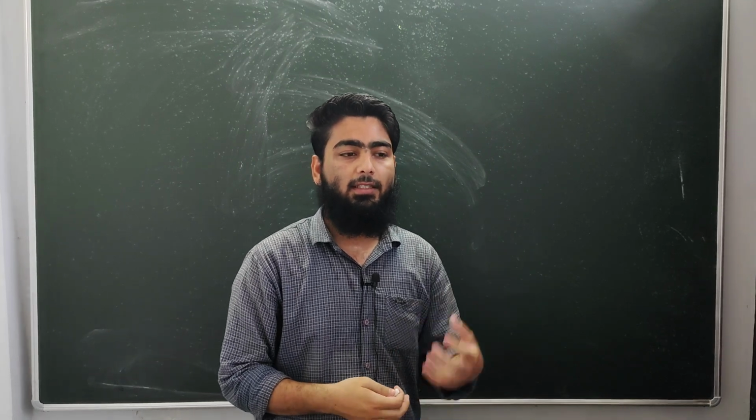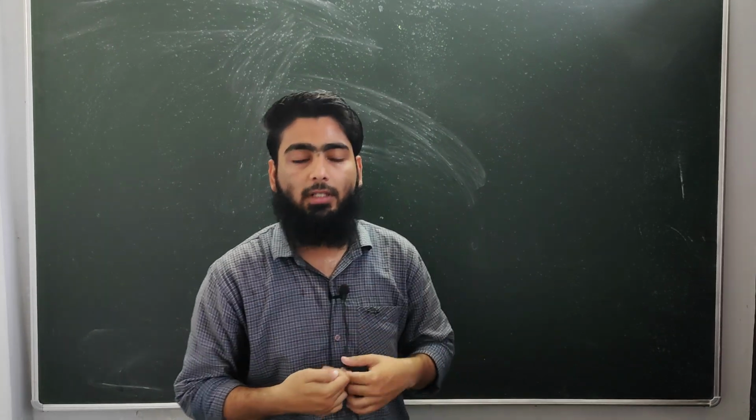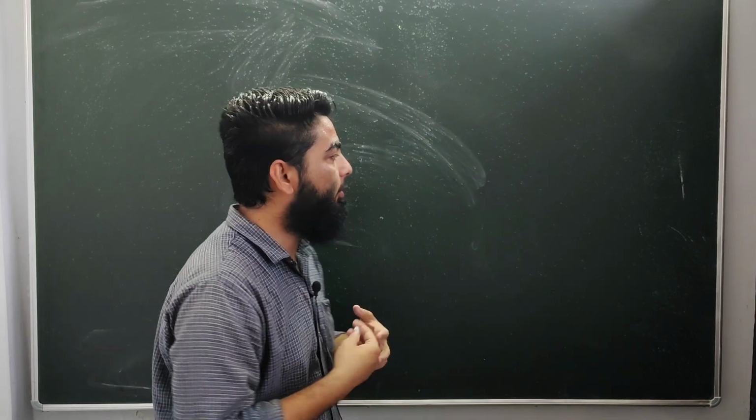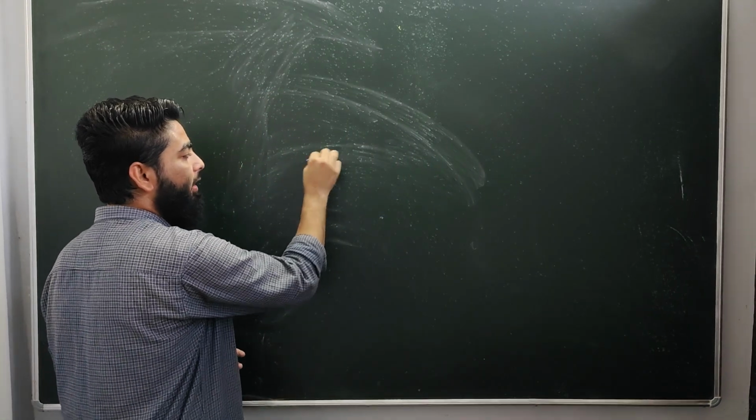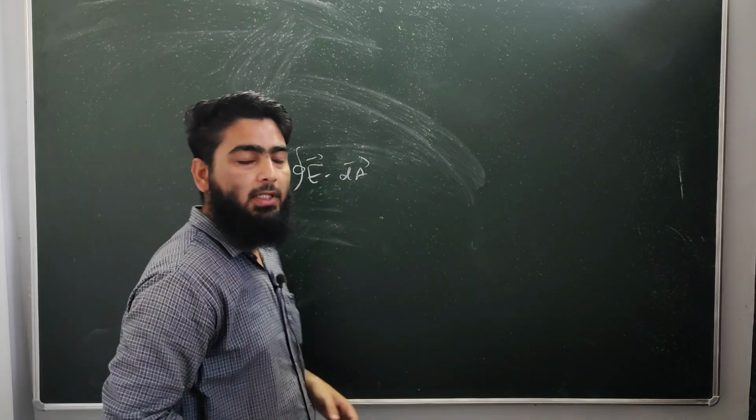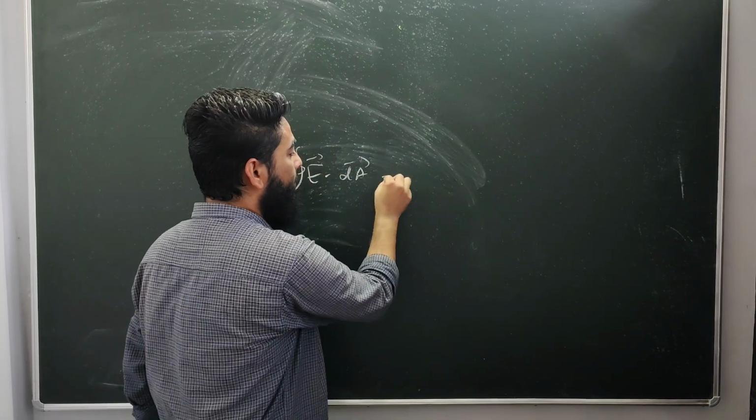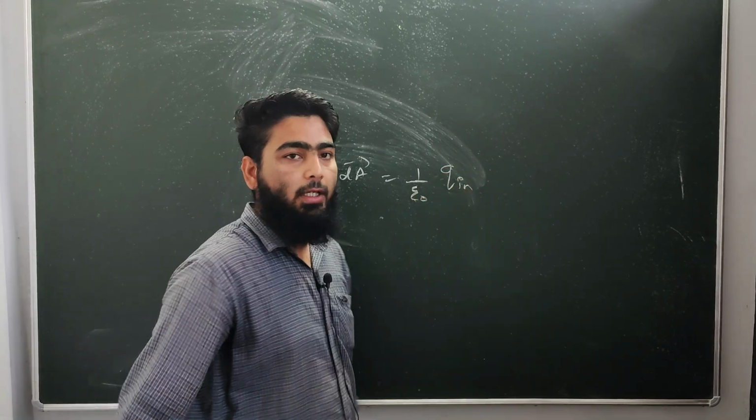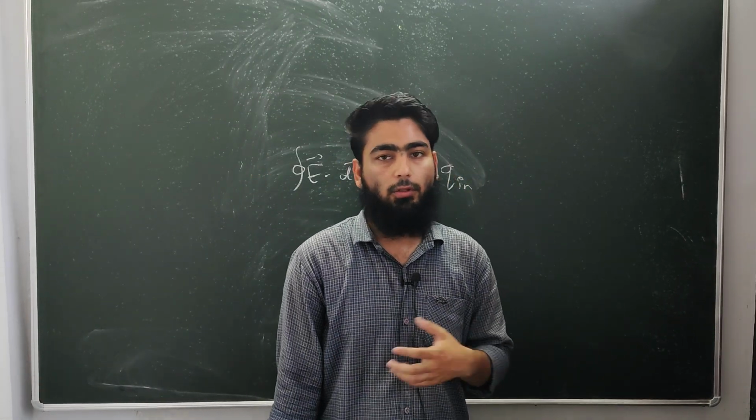So basically the idea is, first recall the Gauss law. The Gauss law is the total electric flux through a closed surface. The total electric flux through a closed surface, I have already written one formula, is equal to 1 by epsilon naught times the charge enclosed by the surface. So this was the Gauss law.